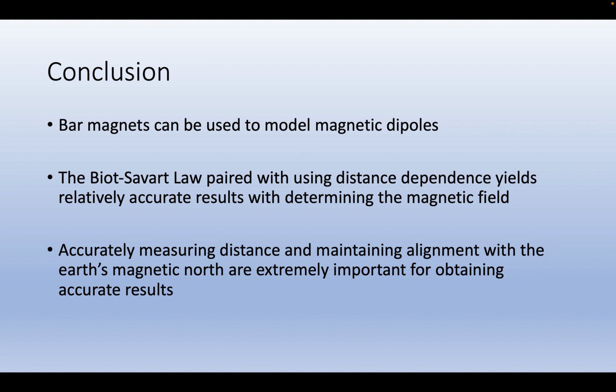The Biot-Savart law paired with using distance dependencies yields relatively accurate results when determining the magnetic field. And finally, accurately measuring distance and maintaining alignment with the Earth's magnetic north are extremely important for obtaining accurate results, as we could see in this experiment.